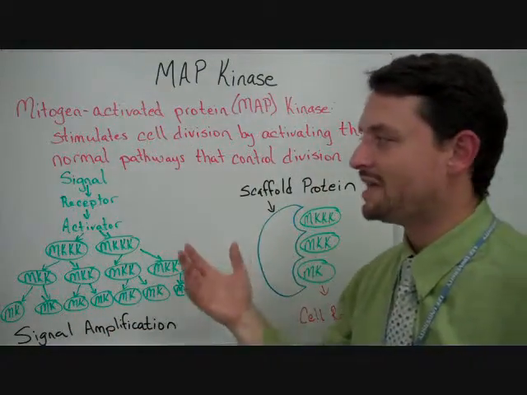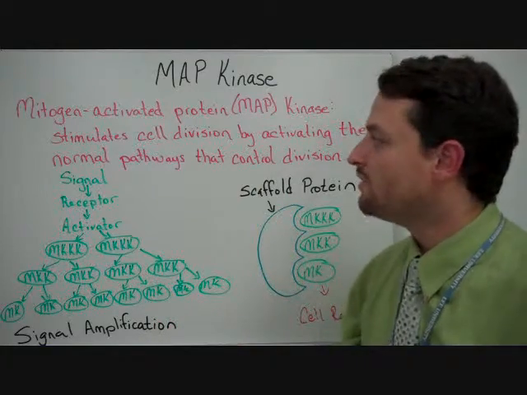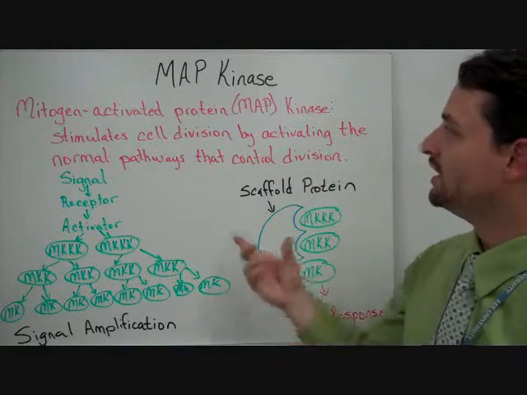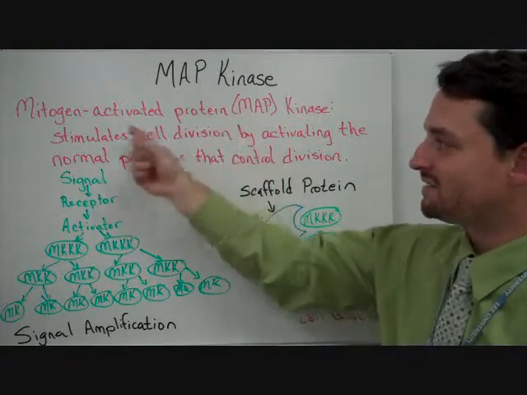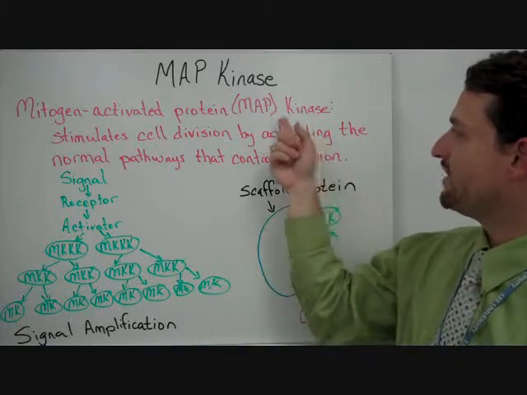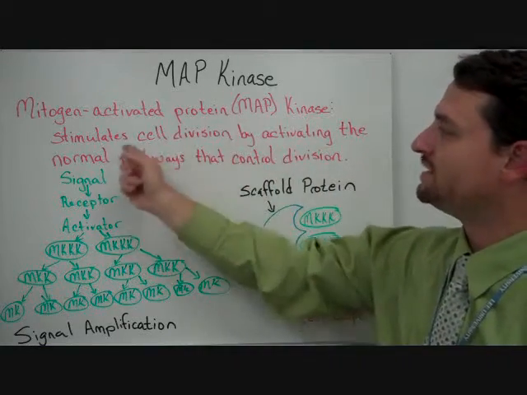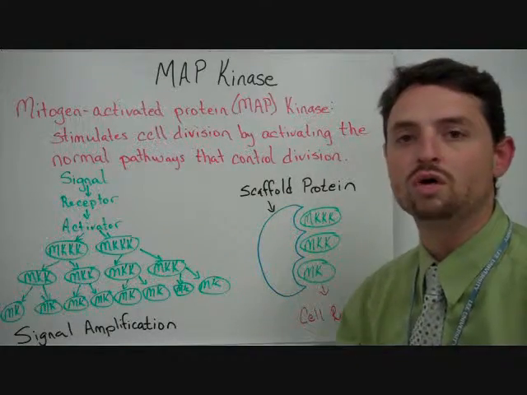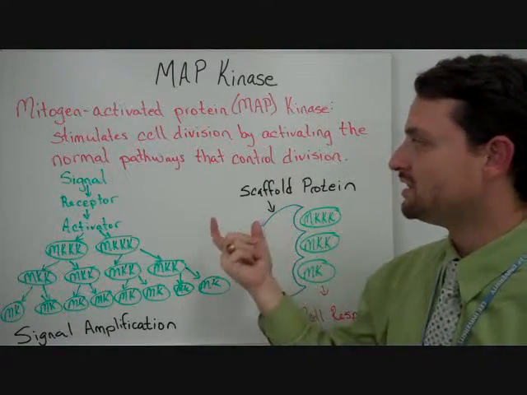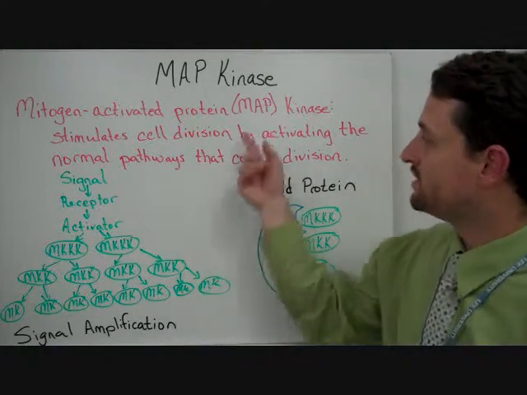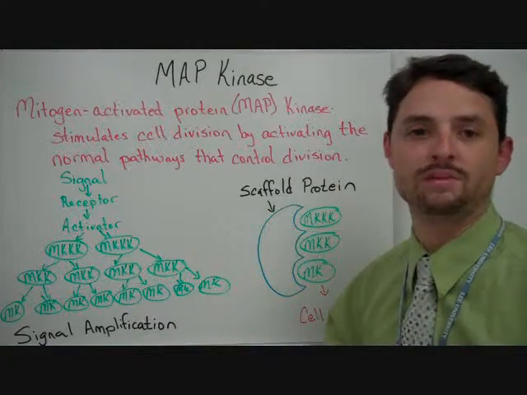When we're looking at signaling in cells, we've also got a couple others that we're going to talk about over the next couple of slides here. This one is called the MAP kinase. That stands for mitogen activated protein. Mitogen activated protein kinase, or MAP kinase, stimulates cell division by activating the normal pathways that control division. So we see this when a cell is needing to divide. Right before mitosis, you will actually see the MAP kinase proteins become active.